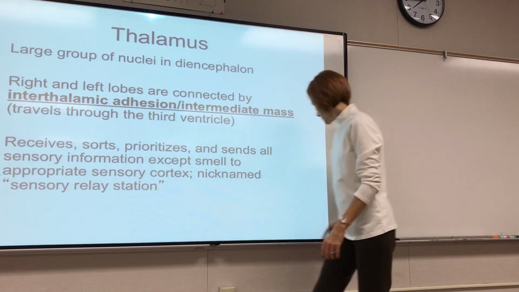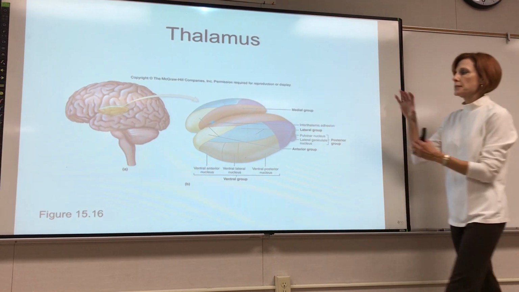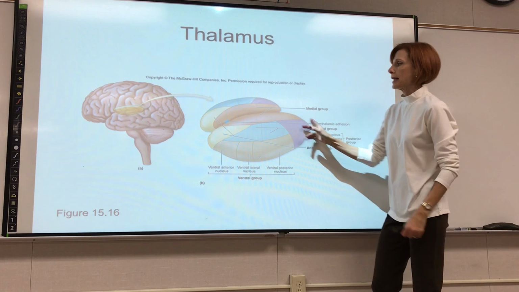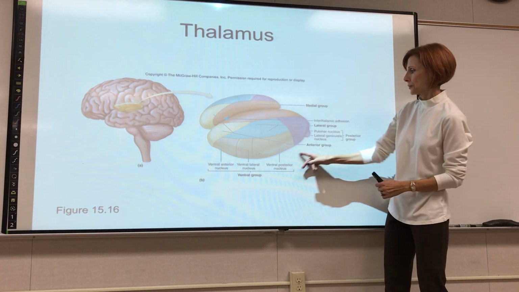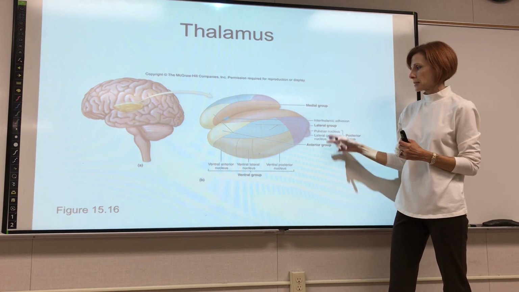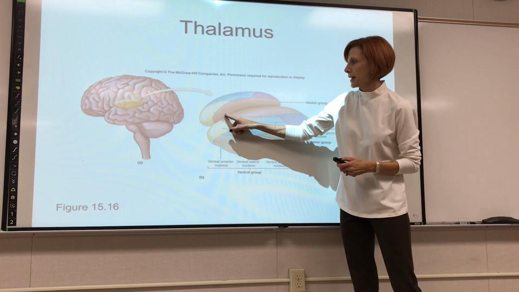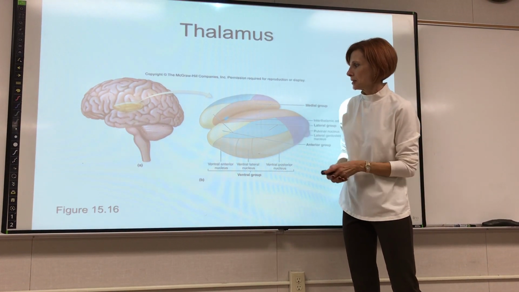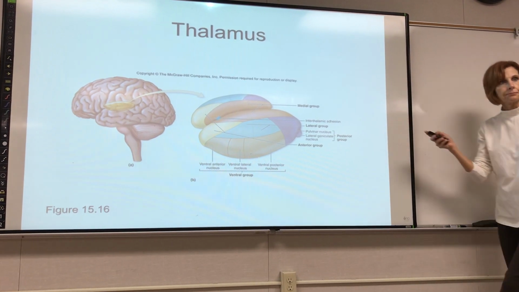Okay, so that is the thalamus. Now let's take a look at this next diagram. This shows a more detailed look at the thalamus. You do not have to know all these individual nuclei, okay? You do not have to know all of those. Just know the whole thing is the thalamus. You guys may talk about some of these when you take physiology. And there's the little intermediate mass or interthalamic adhesion that connects the two sides. Any questions on that?